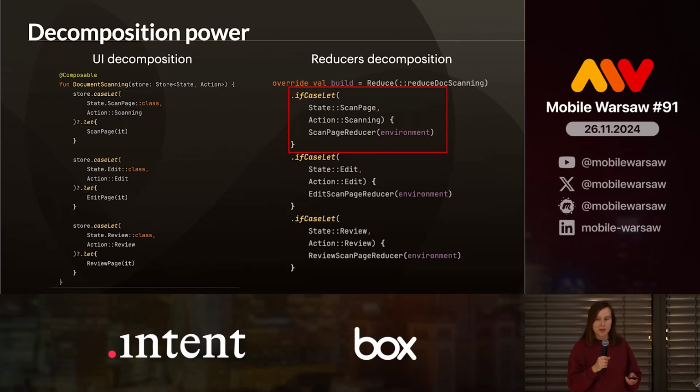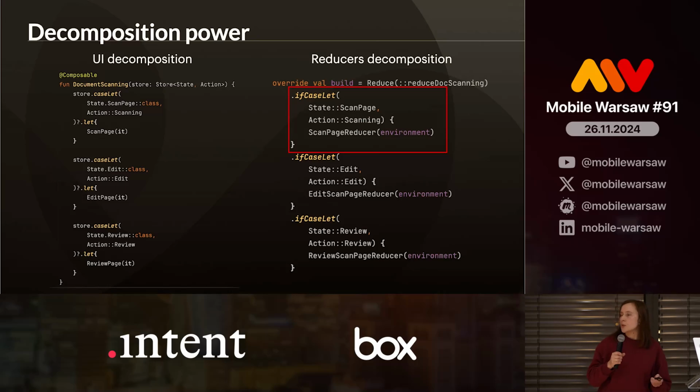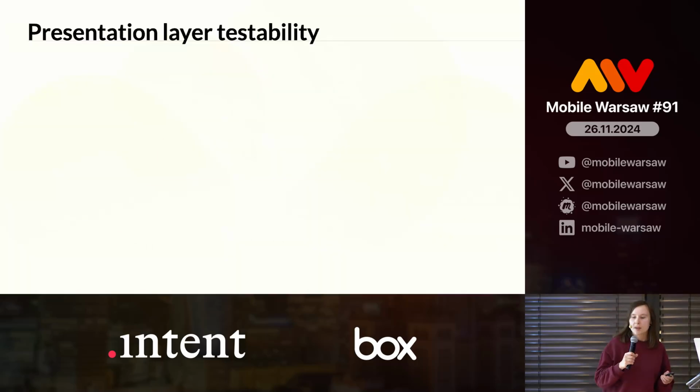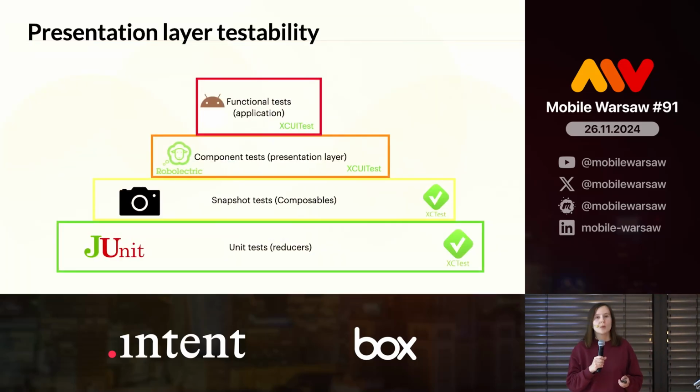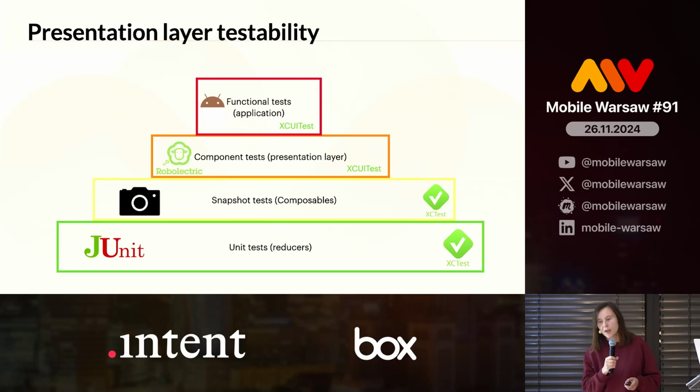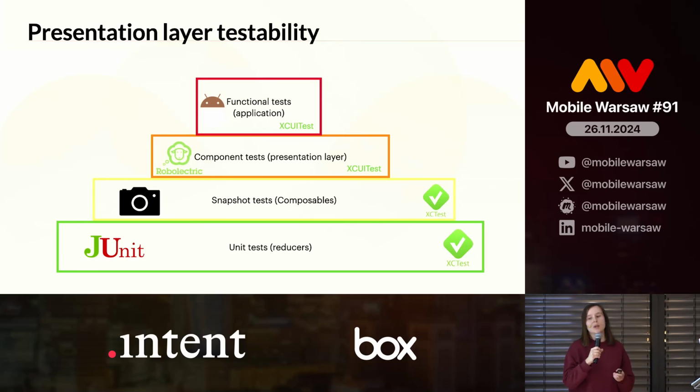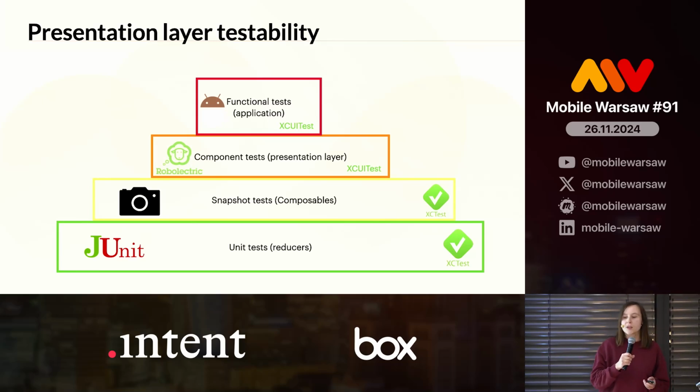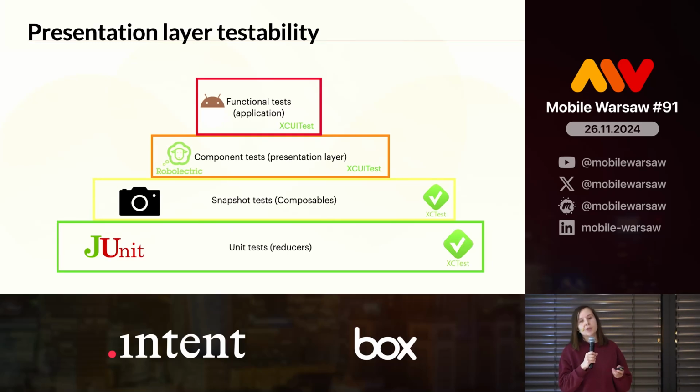and only scanning actions. After we changed how we write our UI code, we also could significantly change how we write our tests. Before, the only reliable way to test our presentation layer was with instrumented functional tests. And maybe some of you know that instrumented tests can be a real pain. They are expensive in terms of time, resources, maintenance. They like to be flaky.